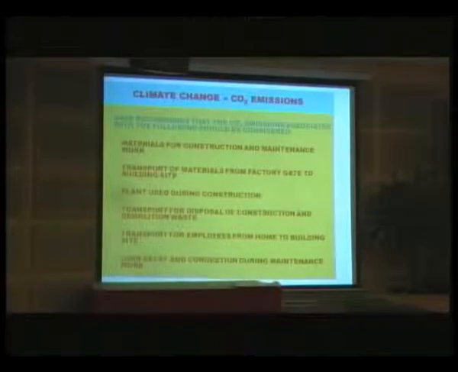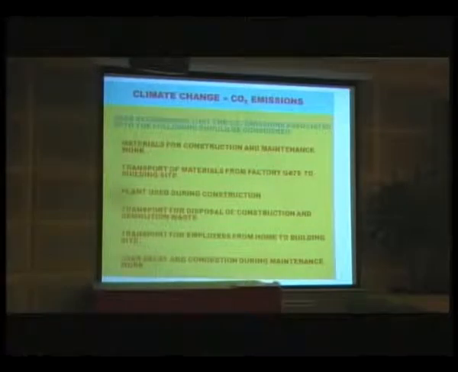There are various other transport-related issues which are also considered. So, transport of materials from the factory gate to the building site, the plant used during construction, transport for disposal of construction and demolition waste, transport for employees from home to building site. So these are all transport-related issues.